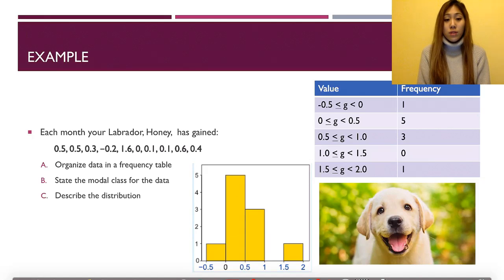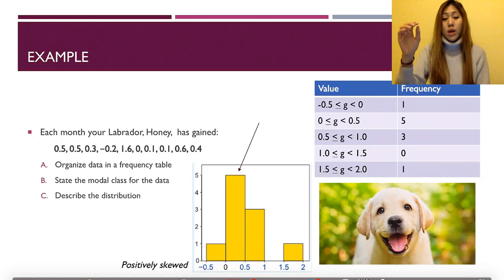The modal class, which would be the mode, you can tell would be the highest peak, right? So that would be the range from 0 through 0.5, as shown on the arrow. And we can see that this distribution is positively skewed. Positively skewed just means that the majority of the data resides on the positive side, right? You see how after the peak, there is more data on the right-hand side than the left-hand side of the graph.